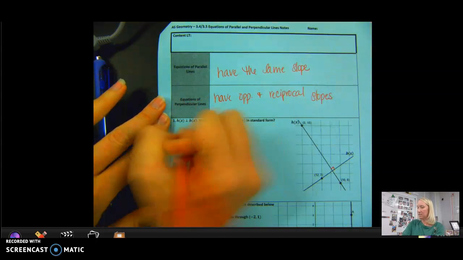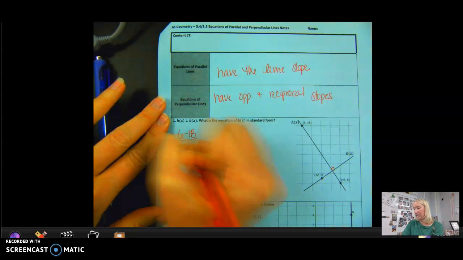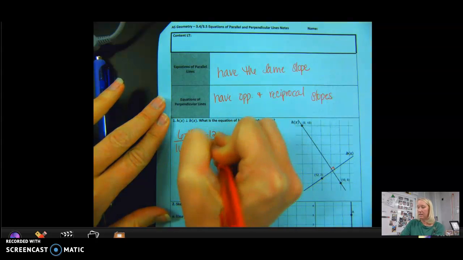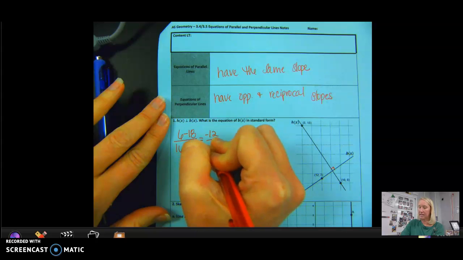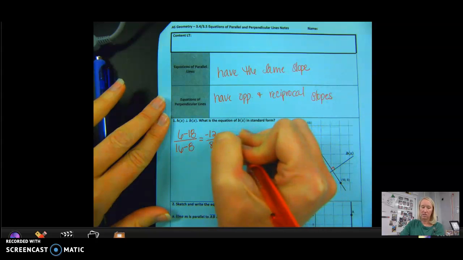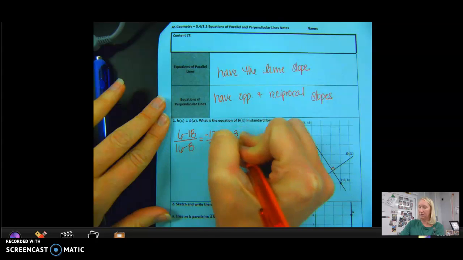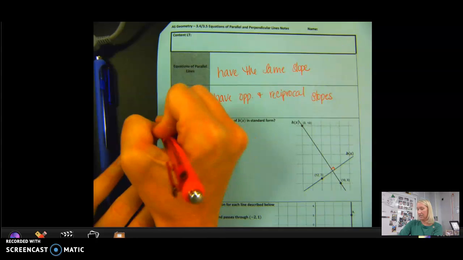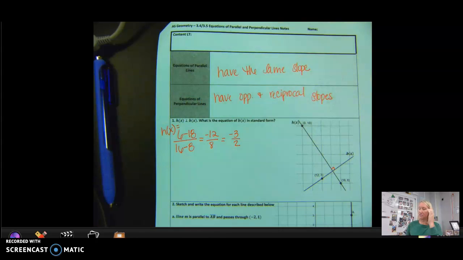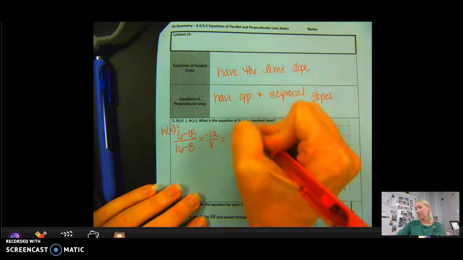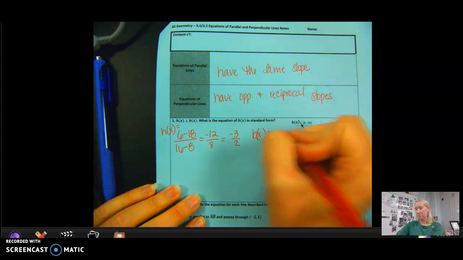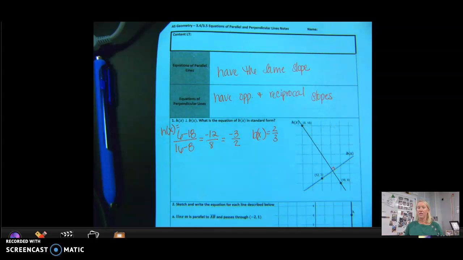So y minus y, so 6 minus 18 over 16 minus 8. 6 minus 18 is negative 12. 16 minus 8 is 8. That reduces to negative 3 over 2 because 4 goes into both. Okay? So that's h of x. That's its slope. So b of x's slope would be the opposite of that, so positive, and reciprocal, so 2/3. Now I need standard form.